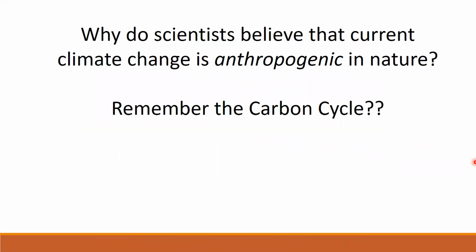So there's climate change, which is just general changes in climate patterns on the surface of the Earth that we've been able to detect over hundreds of thousands of years. And then there is anthropogenic climate change, which is human-caused climate change. So that's what this question is asking about. Why do scientists believe that current climate change patterns are anthropogenic in nature? And the reason is actually not that complicated.